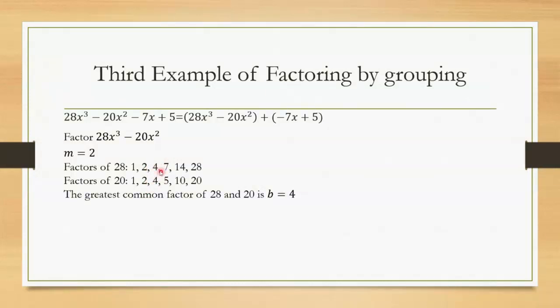So because of that, from this alone, we have the greatest common factor of 28 and 20 is 4. So we can only factor out 4x squared. That's the GCF of this thing.